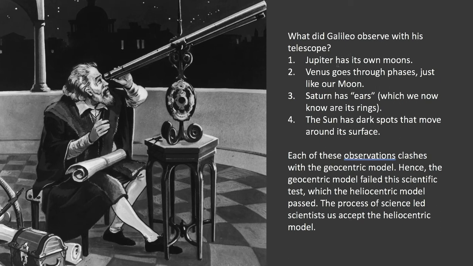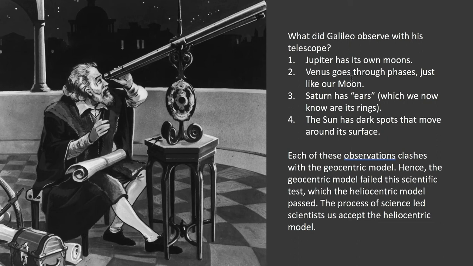There's 4 that I want us to think about. Jupiter has its own moons. Venus goes through phases, just like our moon does. Saturn has ears, which we know now are the rings. The sun has dark spots that move around its surface. Now, each of these 4 observations is contrary to what the geocentric model would have said for each of these objects.